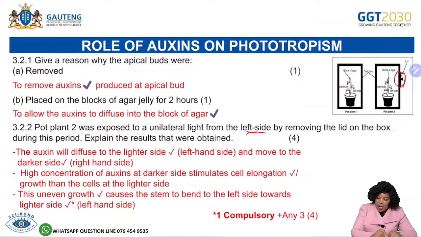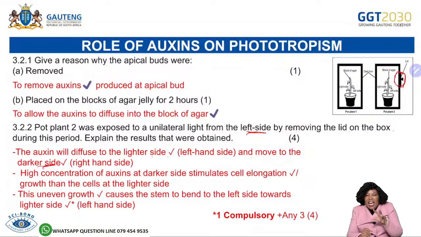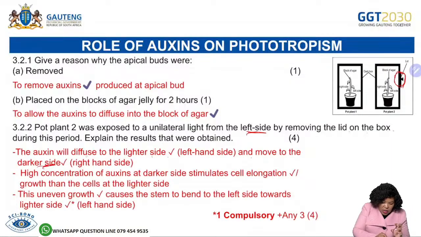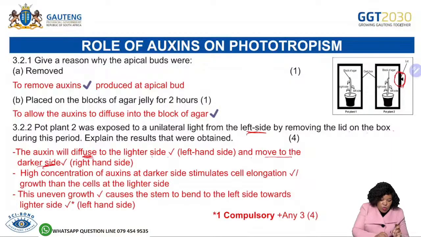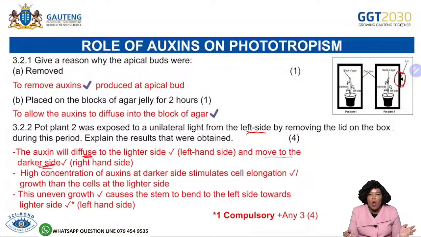If light is coming from that one side, the lid is open, coming from the left, the auxins are going to move away from light because they are sensitive. Don't use "diffuse" because sometimes it might confuse you about the auxins. Just say they are going to move to the darker side, which is basic: when light comes into a plant, auxins are sensitive to that light and they move away from it, meaning they move to the darker side. Just state it like that. It is simple when you say it like that.